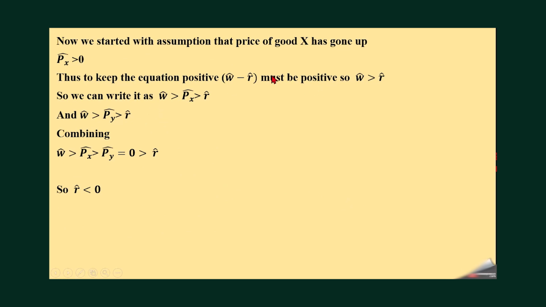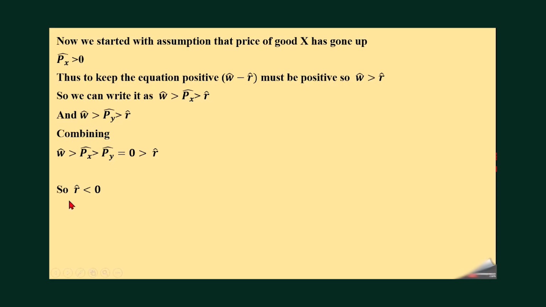So, to keep this positive, W hat must be greater than R hat. From this we can write W hat is greater than Px hat, greater than R hat. But we also remember Py hat has not changed. Py hat is equal to 0, but R hat has fallen. So combining this, we can say that R hat is negative.